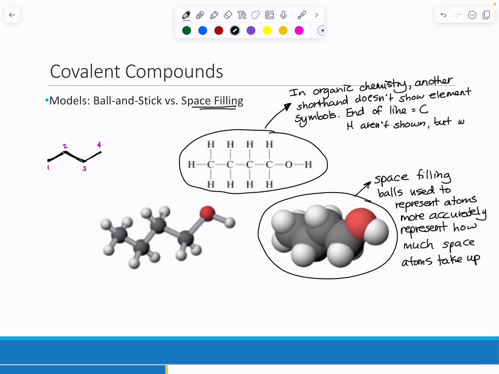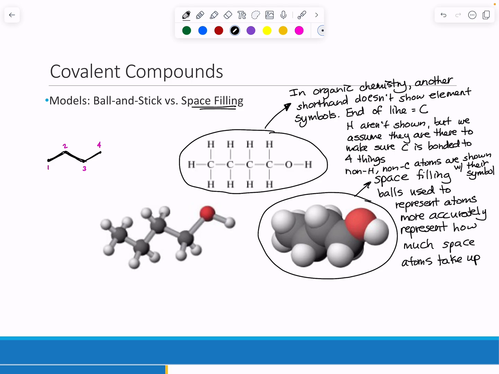But we assume they are there to make sure carbon is bonded to 4 things. Okay. And then the last thing is that non-hydrogen, non-carbon atoms are shown with their symbol.